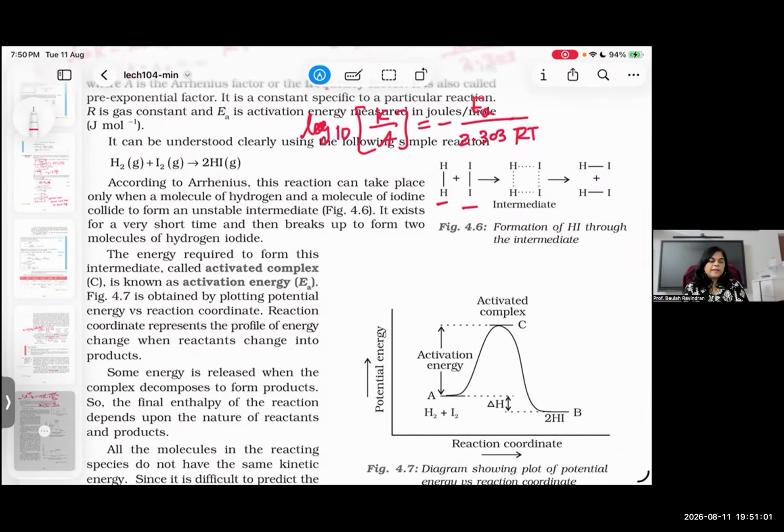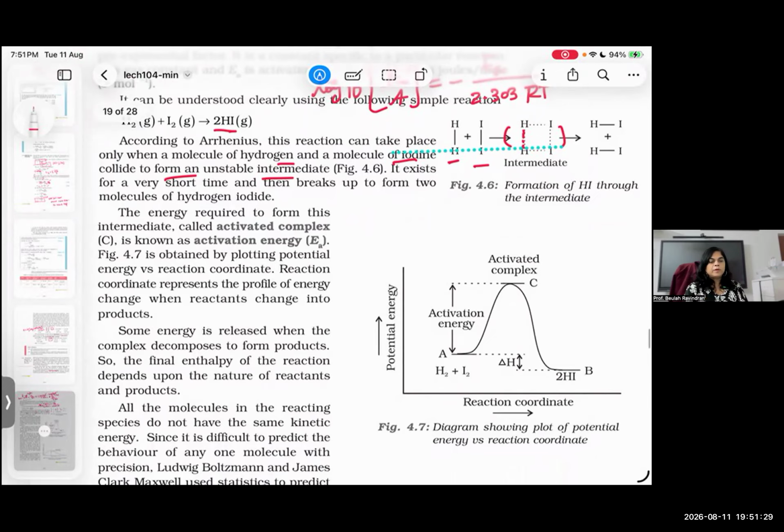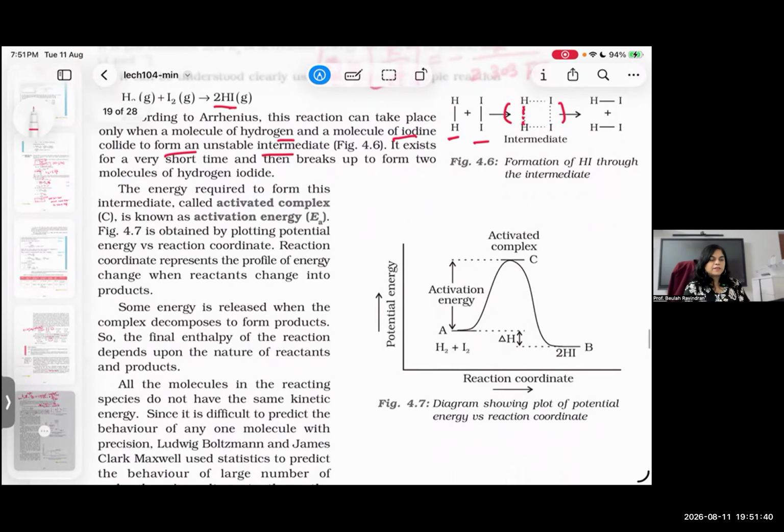See, according to Arrhenius, this reaction can take place only when a molecule of hydrogen and a molecule of iodine collide to form an unstable intermediate. This is the unstable intermediate. The bonds are about to break, like the dotted line shows. It exists for a very short time and then breaks up to form two molecules of hydrogen iodide. The energy required to form this intermediate, called the activated complex, is known as activation energy.